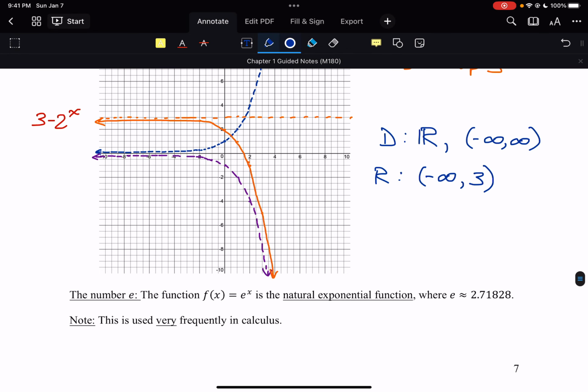Now, an important exponential function for us to talk about here is the natural exponential function. So this is involving what we call the number e. So e to the x. This is our natural exponential function. e itself is an irrational number. It's about 2.718, etc. But this number comes up so frequently in natural calculations, in just the natural world, that it does get its own special name.